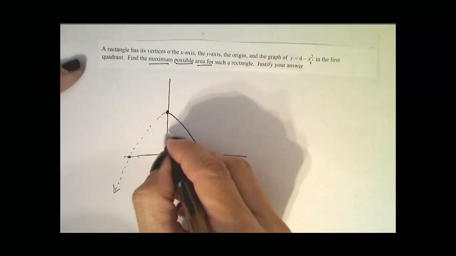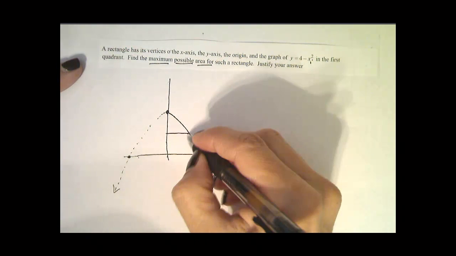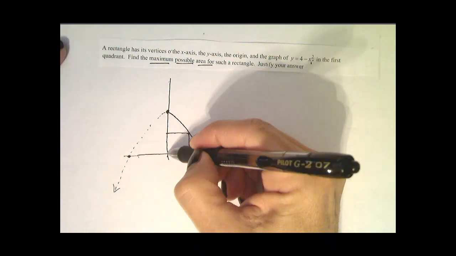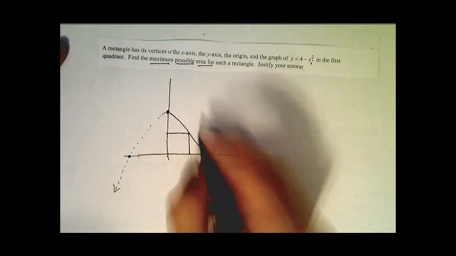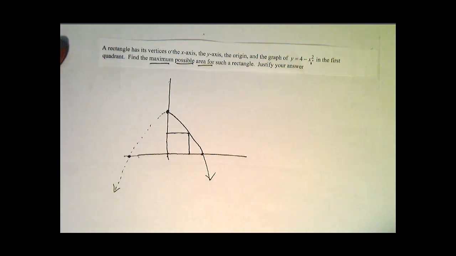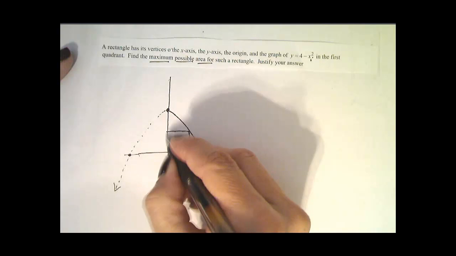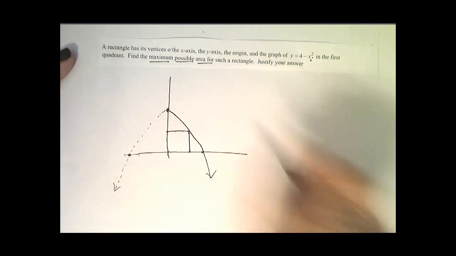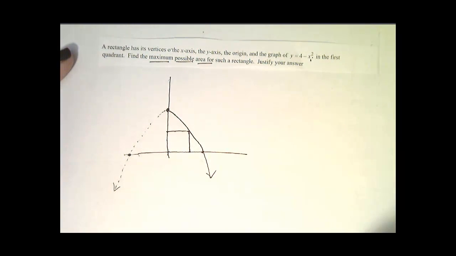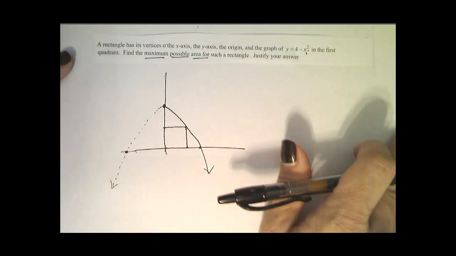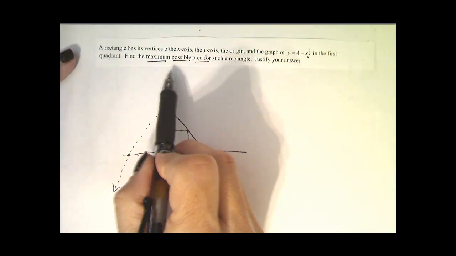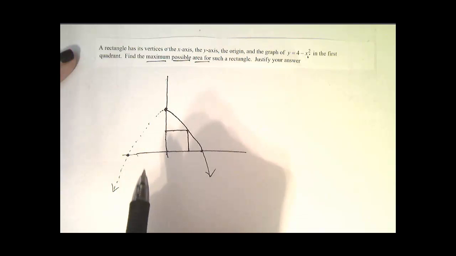And I have this rectangle that's inscribed inside like this, where its vertices lie on the y-axis, the x-axis, the curve, and at the origin. I just don't know where it lies on the y-axis, where it lies on the x-axis, and where it lies on this curve, and that's kind of the heart of this problem. So we want to find the maximum possible area of such a rectangle.